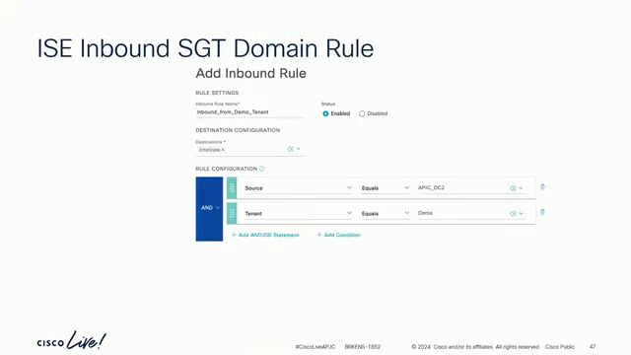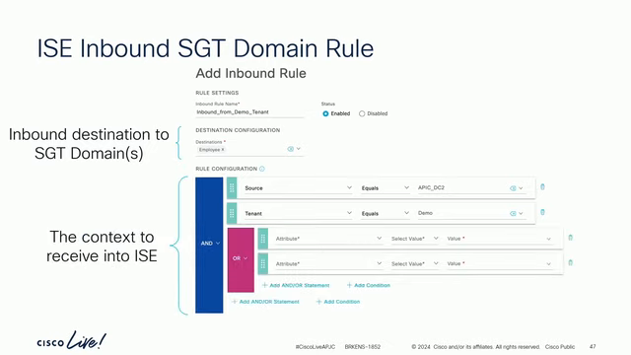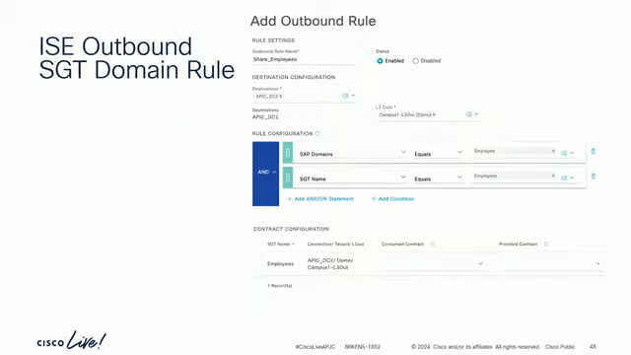So when we're configuring an inbound rule, we just give it a name. For its inbound, the destination is what SGT domain do we want to put bindings into. Here I've put employee. And then you just configure your conditions, whatever it might be, to retrieve, in this case, from my APIC connection, just from this tenant called demo, and either the EPG called demo WebEPG or client EPG. When I receive that information, I'll put that into that SGT domain. That's the inbound rule.